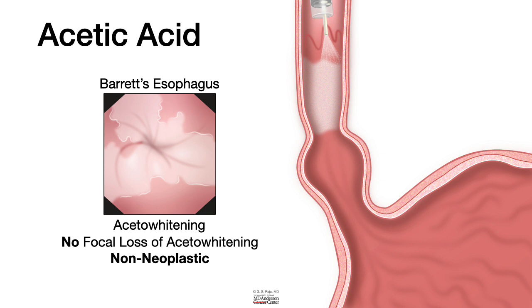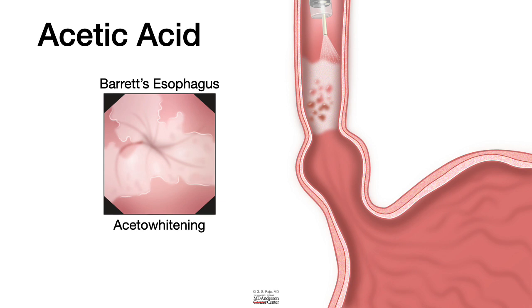On the other hand, as you continue to watch, within the first 30 seconds, you may notice focal loss of aceto-whitening with the red patches appearing in the Barrett's esophagus, and those areas of focal loss of aceto-whitening, that is the red patches in a white cloud, indicate the presence of neoplastic tissue.